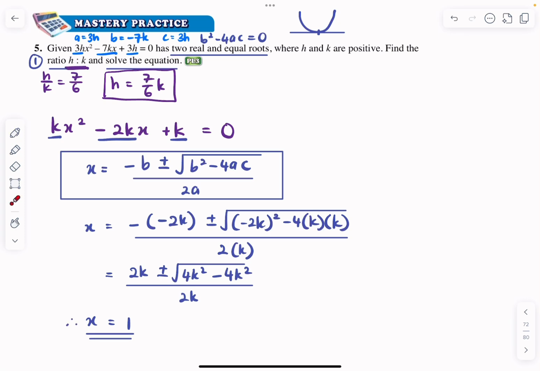Whenever they say solve, you need to find the value of x. And whenever you have a quadratic equation, you want to solve x, we can factorize using either the formula or using the bracket. But in this case, we can't use the bracket because these are all unknowns. So we just use the formula. This is the formula to get x. That's it.